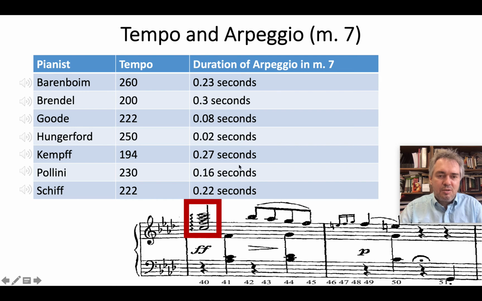So let me play Kempf. Kempf has a relatively long arpeggio. That means he spreads those notes out longer. But we will hear it from the very beginning of this excerpt. And here's Hungerford, where it's almost inaudible. It's almost like a blocked chord, so almost no arpeggio at all.